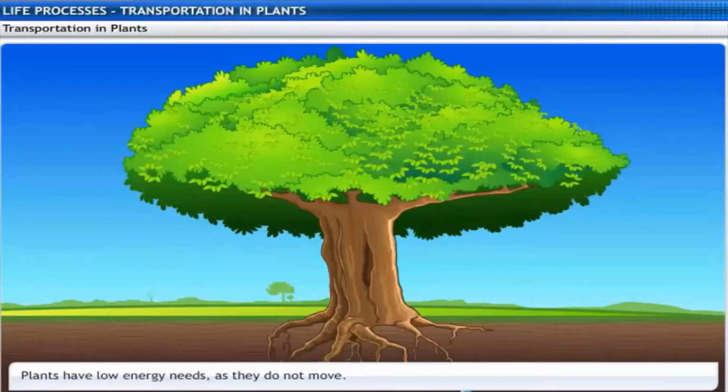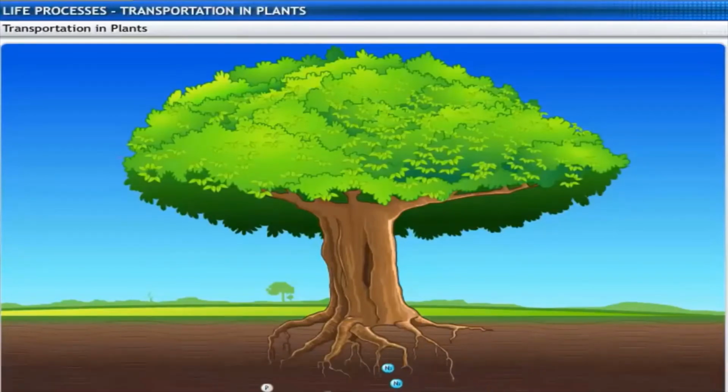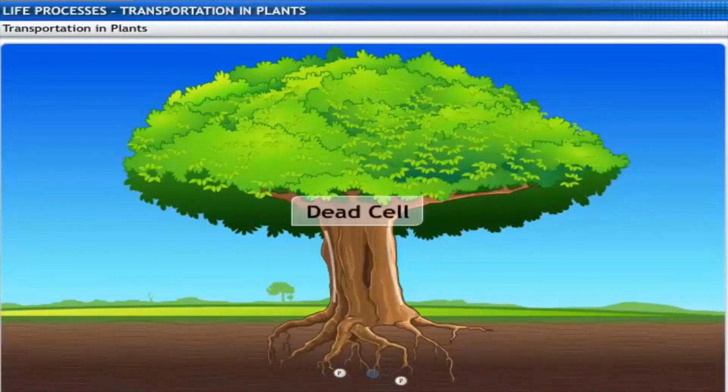Plants have low energy needs as they do not move. Therefore, plant bodies have a large proportion of dead cells. As a result, plants can survive with slow transport systems.